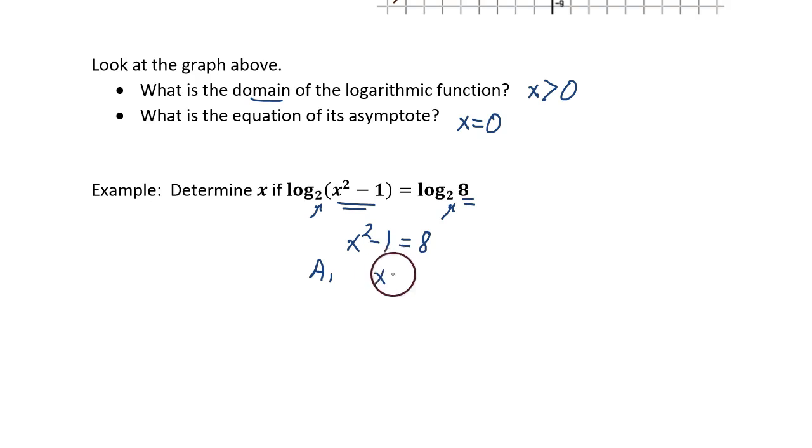Add 1 to both sides, we get x squared equals 9. Then use square root to get x alone. We have the positive and negative square root of 9, which is equal to positive or negative 3.